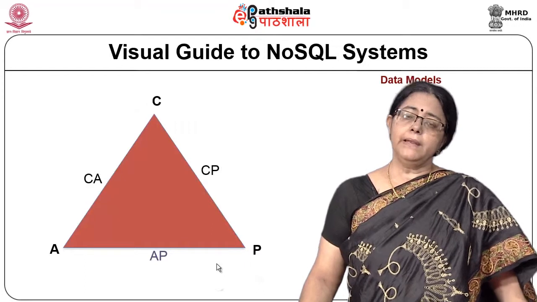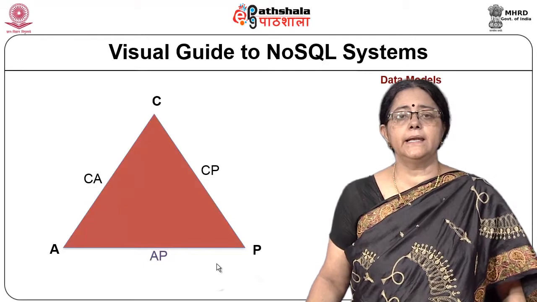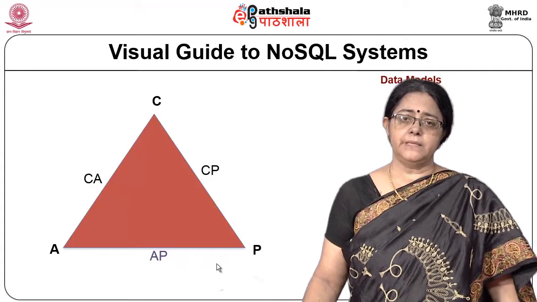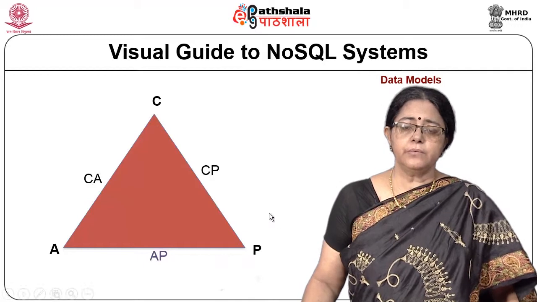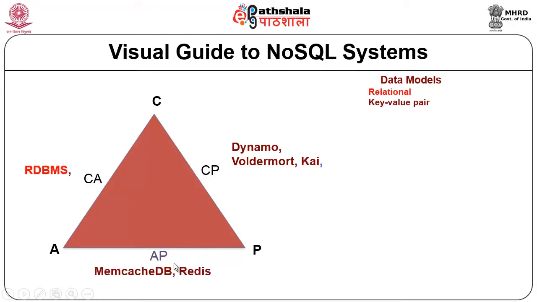Now, when we look at these NoSQL systems, where do they stand in terms of CAP and Brewer's theorem? All these have to follow Brewer's theorem in the sense that they cannot have all three properties. So, we start with our first data model, which is the relational model. We know that the relational model is a CA model. Next, we see the key value pairs. Some of the key value pairs are CP, like Voldemort, and some are AP like MemcacheDB, Redis, etc.